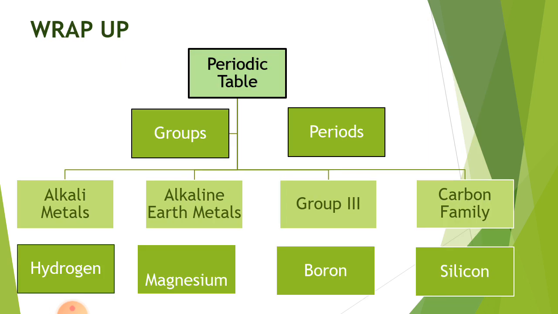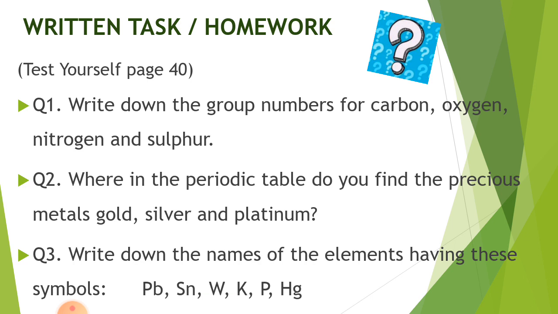Let's recall about the periodic table. The periodic table is divided into horizontal periods and vertical groups. The four groups which we have studied are alkali metals, alkaline earth metals, then group 3 and the carbon family. The group number represents the number of electrons in the outermost shell. The examples of alkali metals are hydrogen, alkaline earth metals is magnesium, group 3, boron and silicon belong to the carbon family. I hope it's clear.